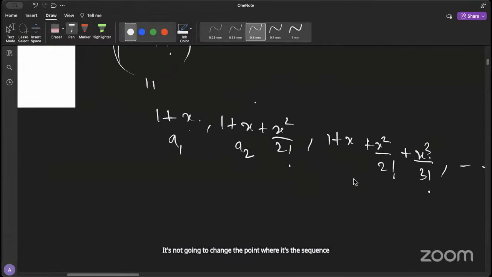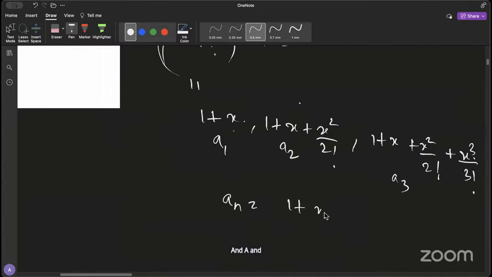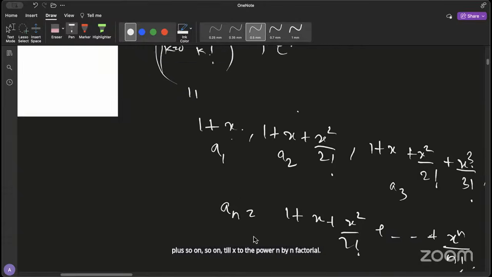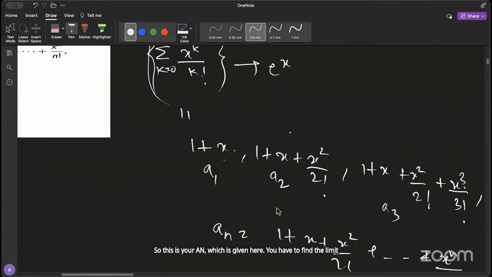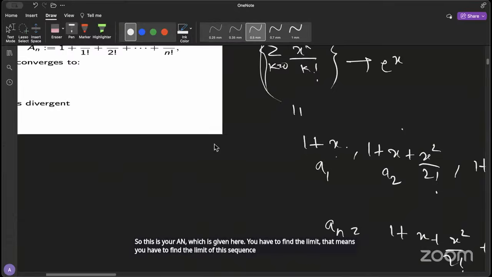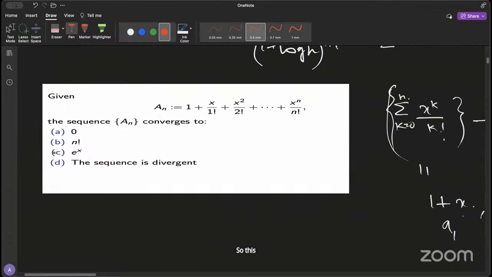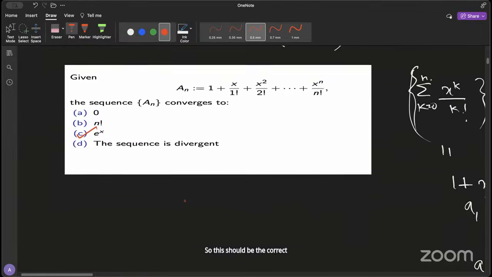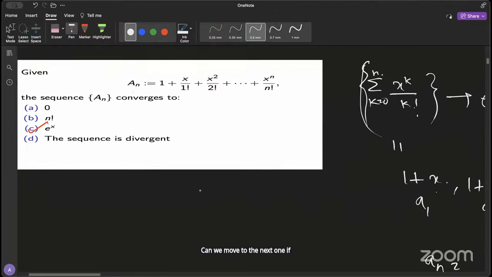So that's why even if I remove the starting one, it's not going to change the point where this sequence is converging. So this is A1, A2, this is A3, and an then is 1 plus x plus x squared by 2 factorial plus so on till x to the power n by n factorial. So this is your an, which is given here. You have to find the limit of this sequence, and this goes to e to the power x, as we discussed in the last class. So this should be the correct option. Can we move to the next one if this one's clear?